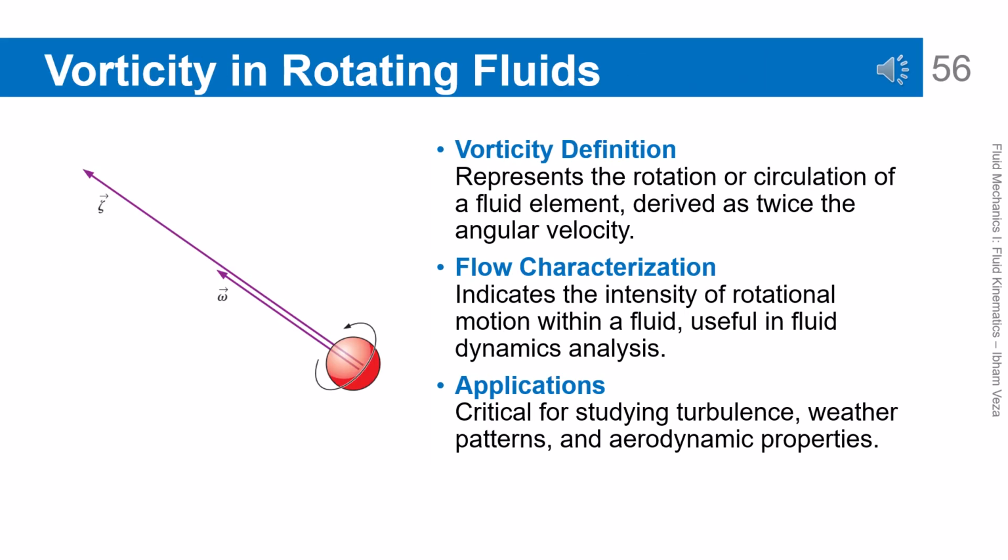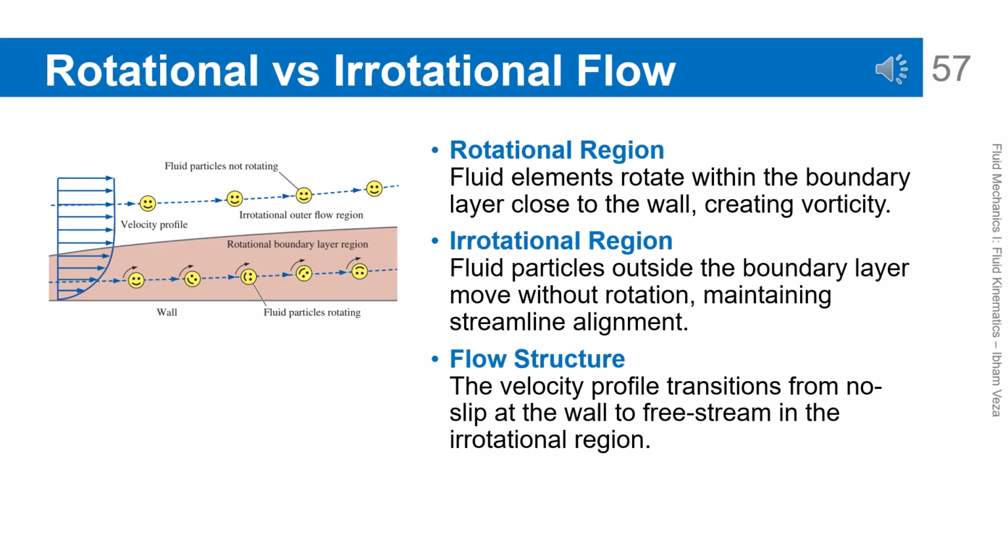Vorticity in rotating fluids. Vorticity represents a measure of the local rotation or circulation of a fluid element. By definition, its value is equal to twice the angular velocity of the element. This quantity is used to identify regions of rotational flow. Vorticity is very important in the study of turbulence and aerodynamics. With vorticity, the rotational nature of a flow can be analyzed quantitatively.